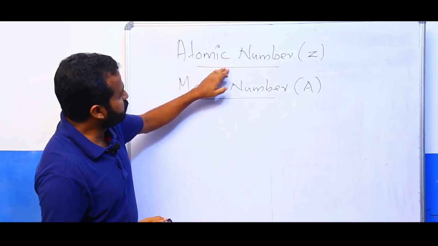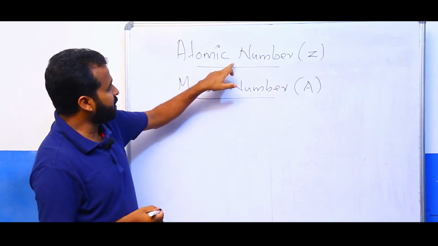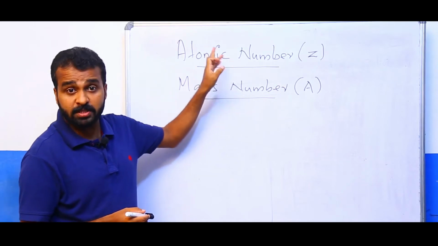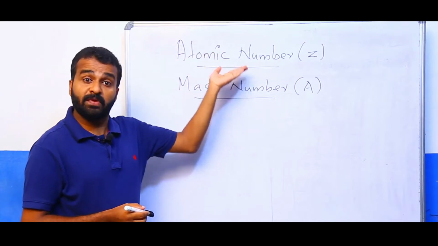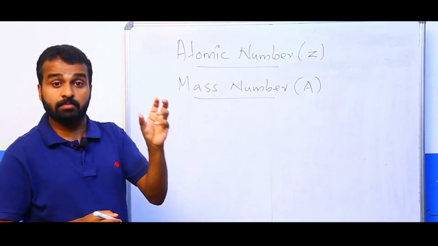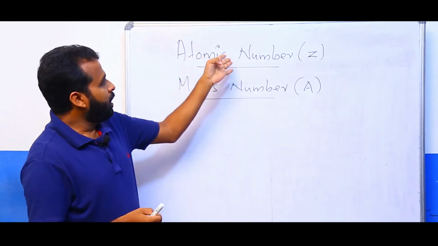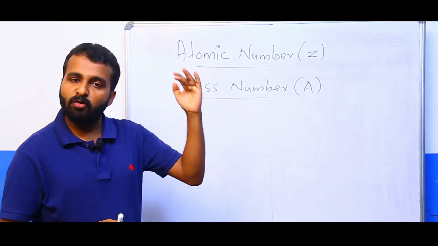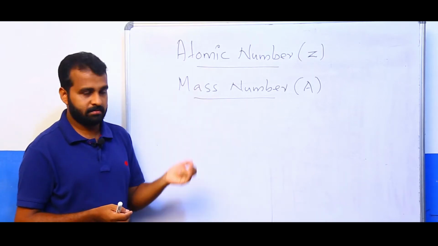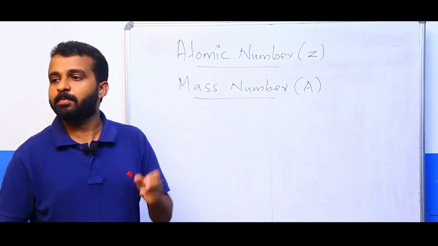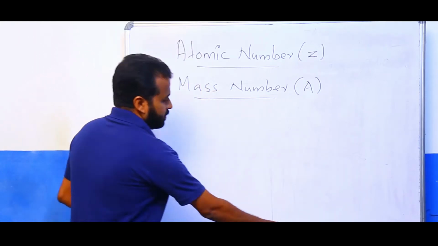So, two terms. The first term is atomic number and the second term is mass number. Atomic number is the number of protons present in an atom. It is also equal to the number of electrons present in an atom, because an atom has equal numbers of protons and electrons. So, atomic number is also considered as the number of electrons. The next one is mass number. Mass number is the total number of protons and neutrons present in an atom.